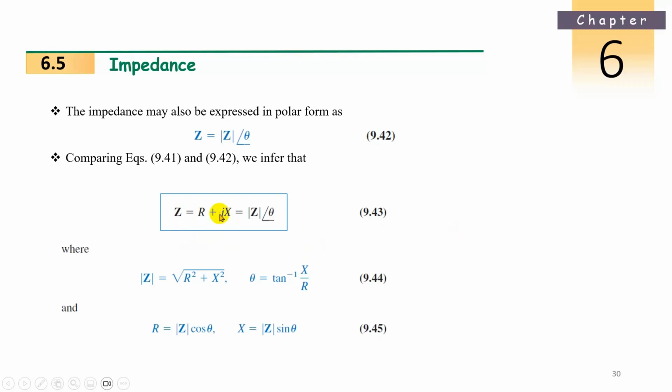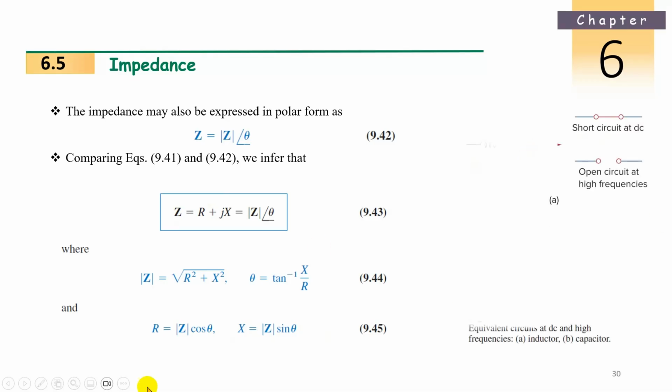So you must know both transformations. From rectangular to polar, Z is the square root of R square plus X square, and theta is tan inverse of X by R. Once the polar form is given, converting back to rectangular, R is equal to Z cos theta, where Z must be the modulus, and X is equal to Z sin theta, with Z again the modulus.